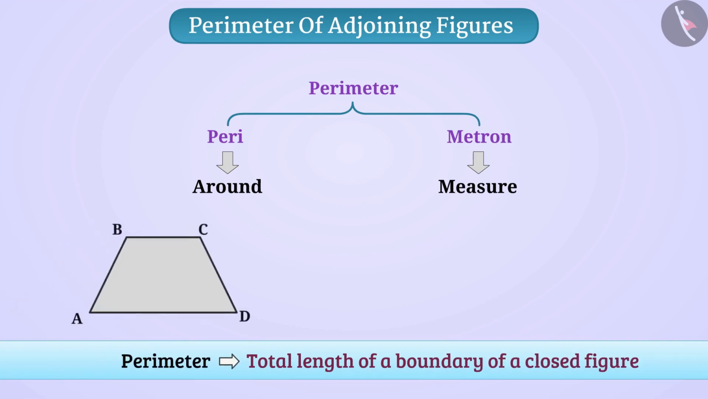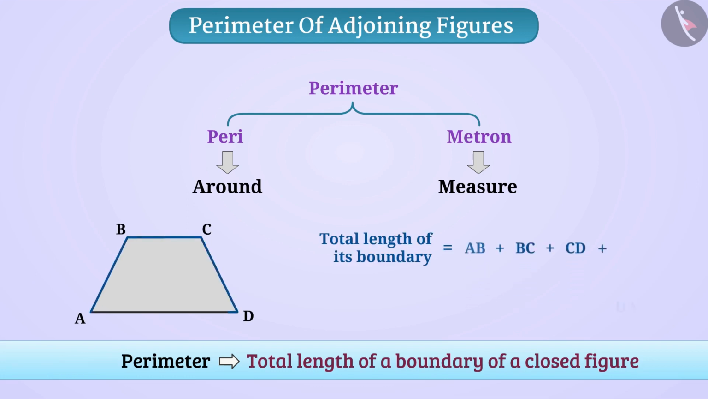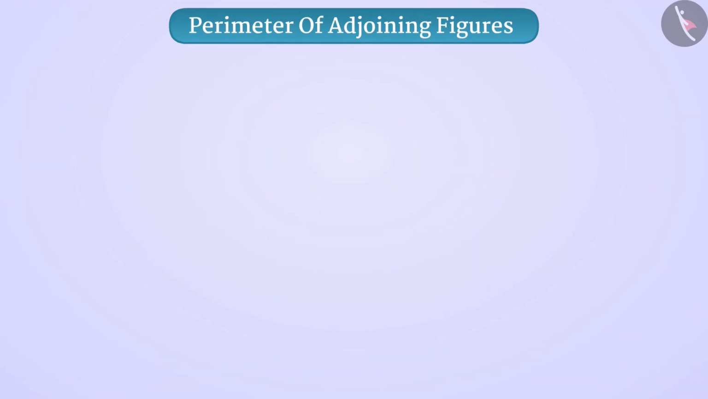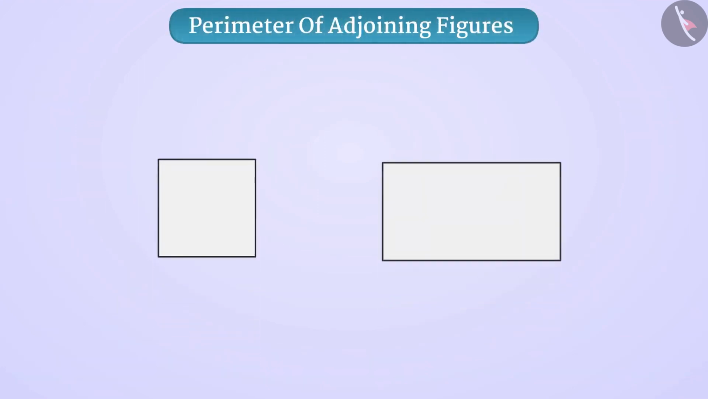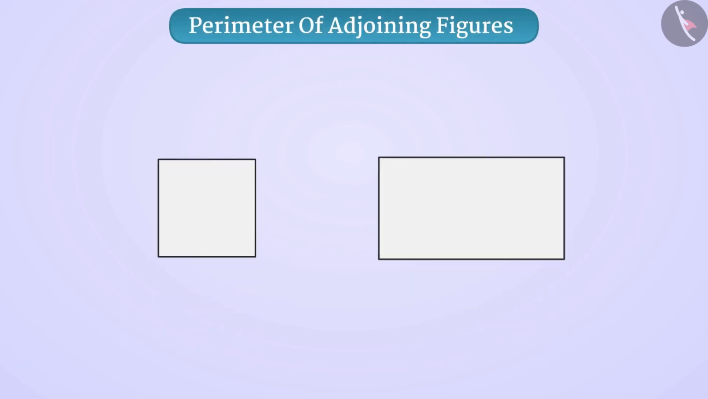Look at this figure. The total length of its boundary can be obtained by addition of AB plus BC plus CD plus DA. This addition will be called the perimeter of this figure. Today, let's learn to find the perimeter of enclosed figures made of squares and rectangles.